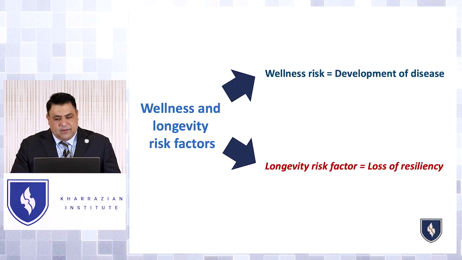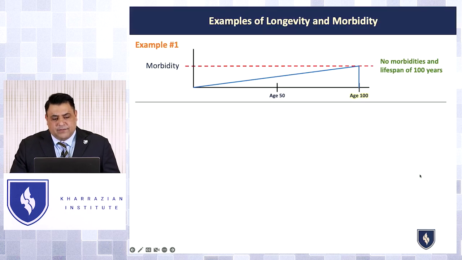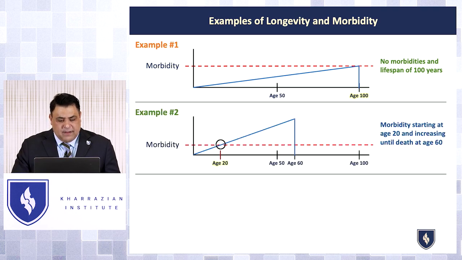So here's the diagram that kind of simplifies that concept. Wellness and longevity factors. Wellness risk equals development of disease. Longevity risk factors, loss of resiliency. And remember, the ultimate goal is to have someone live as long as they can without morbidity until the very last parts of their life. Using 100 years old is a common goal, and that's used in longevity medicine.